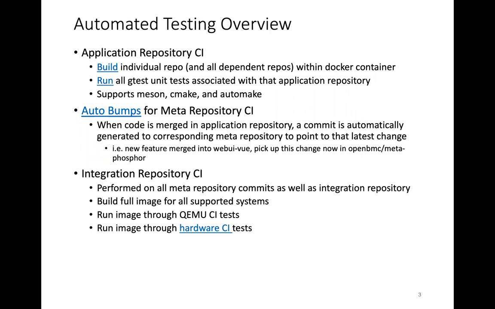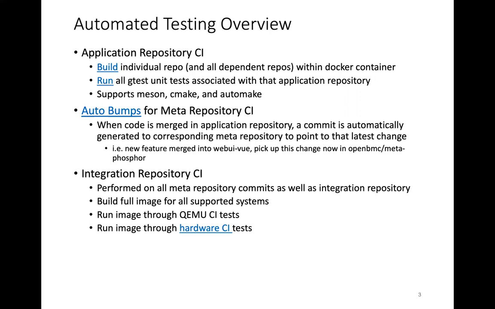So that process supports Meson, CMake, and AutoMake repos, which is pretty much what I think all of the OpenBMC repos are using now. We all started out, I think, on AutoMake. We did some CMake, and there seems to be a general movement within the community to move to Meson. It's a bit simpler. It gives us a lot of stuff for free when it comes to unit tests, coverage, and some of the other things. So that's kind of what I've been seeing.